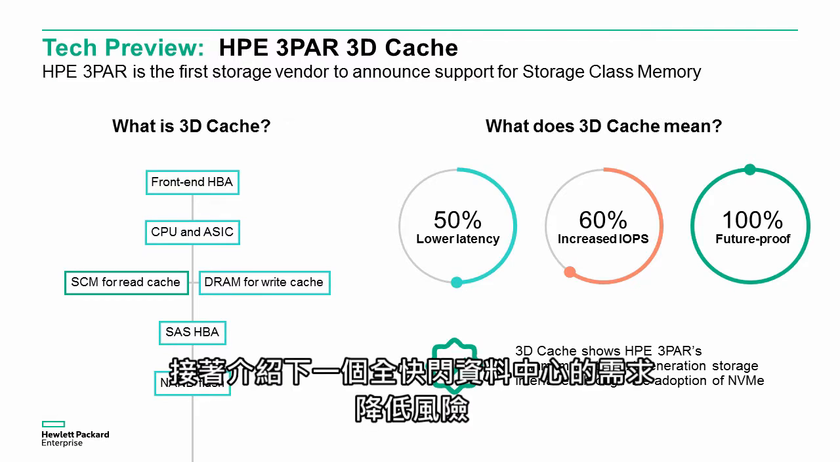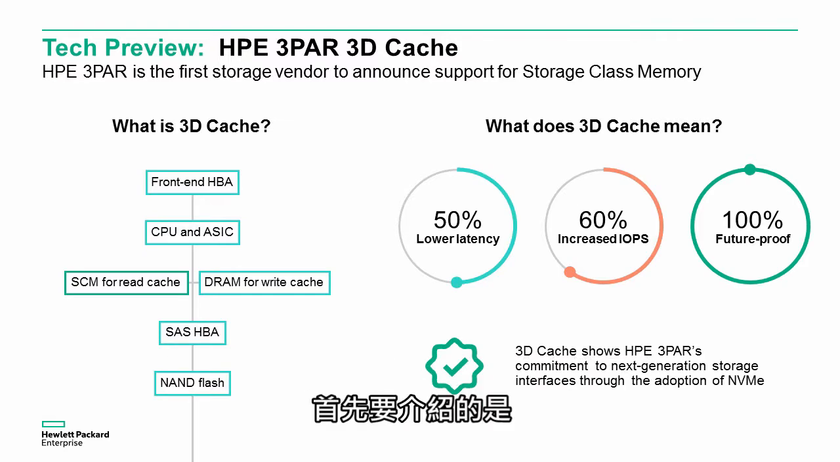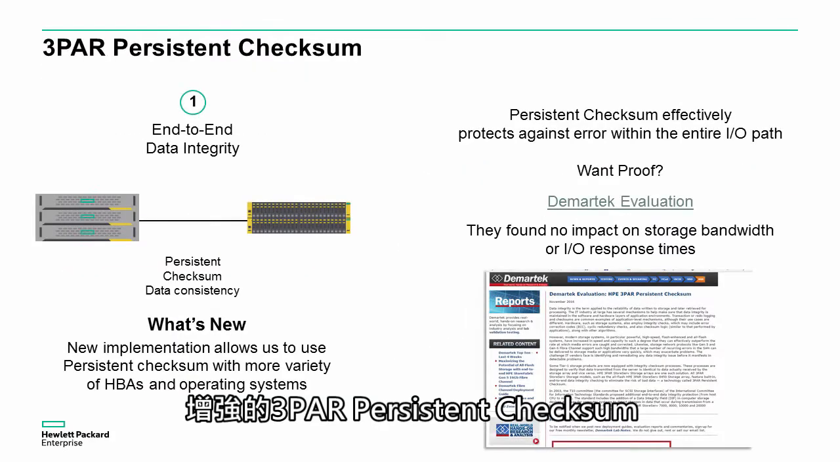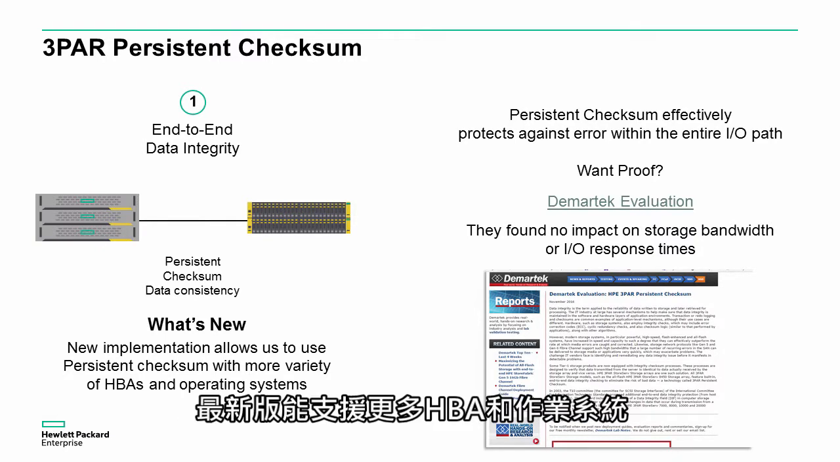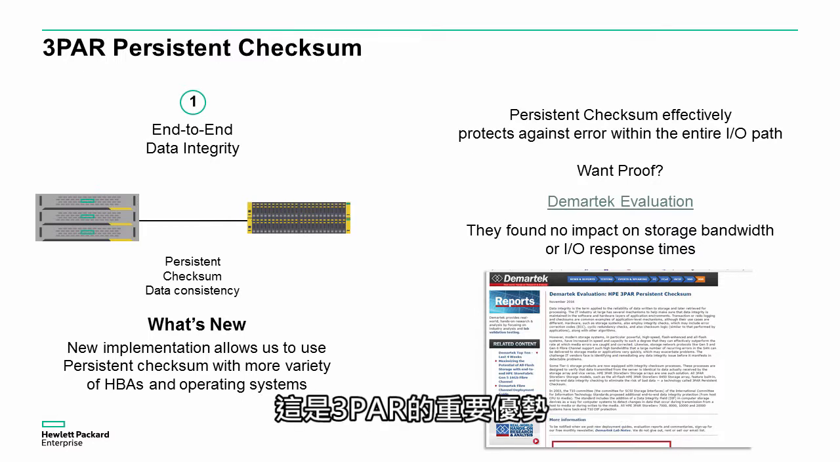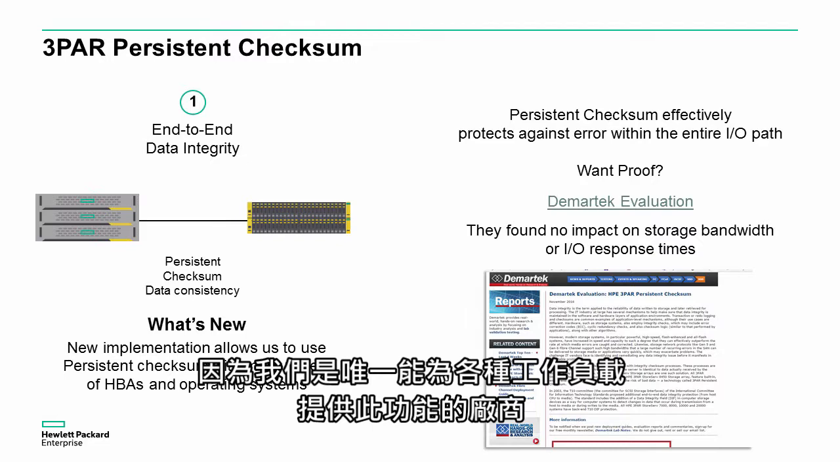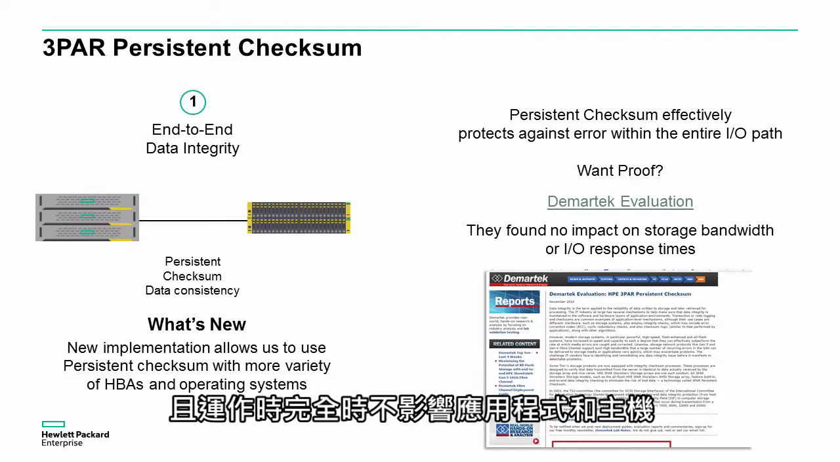Moving on to the next category of data center requirements for all flash, mitigating risks. The first feature I'll mention is enhanced 3PAR Persistent Checksum. This software provides HBA to data disk integrity, and with this latest version, we are now able to support more HBAs and operating systems. It's a huge advantage for 3PAR because we're the only ones who can do this for any workload and be completely transparent to apps and hosts.